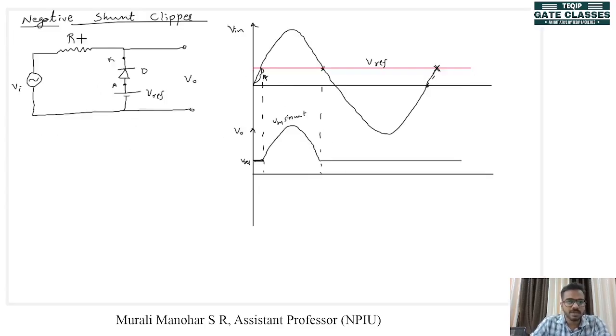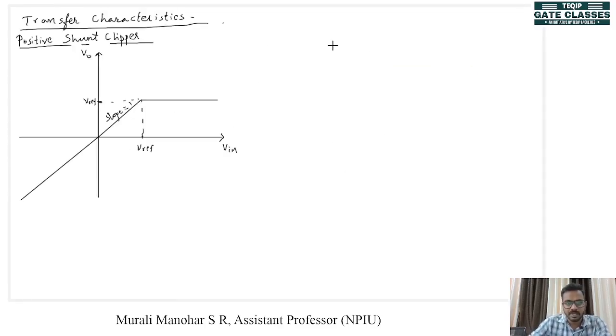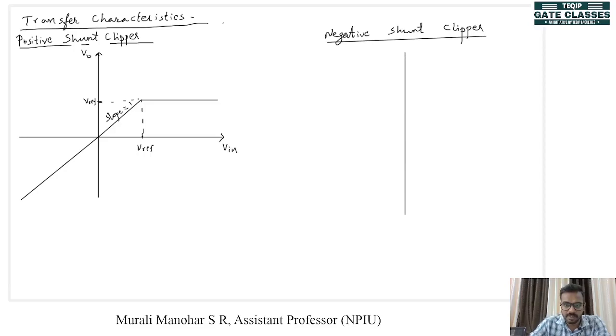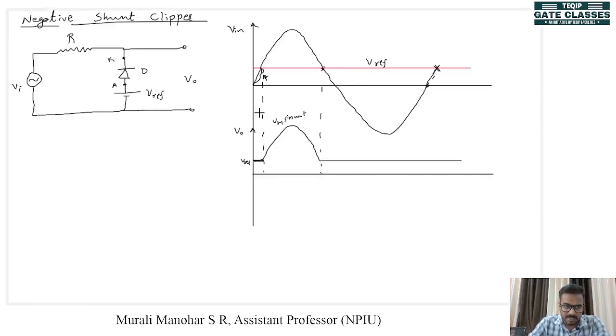Now our next case was negative shunt clipper, right? So negative shunt clipper. Again the characteristics between input and output. Here we have our V in, here we have our V out, and here we have our Vref. Okay. Now when we look at the circuit, this is the negative shunt clipper.